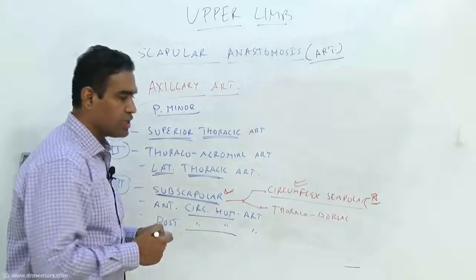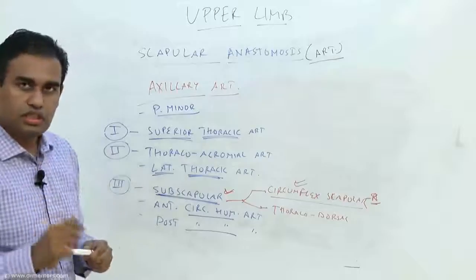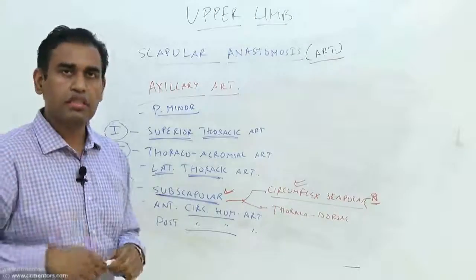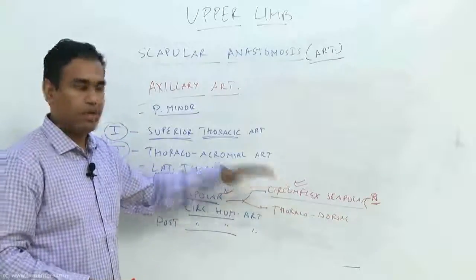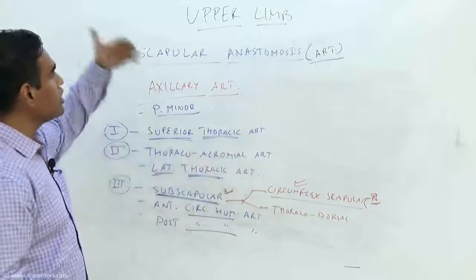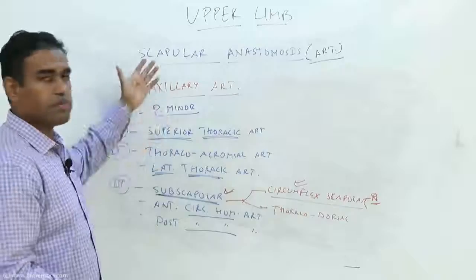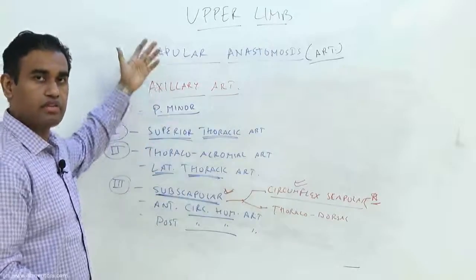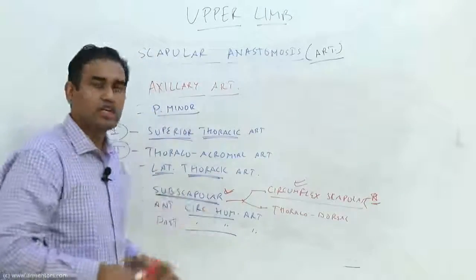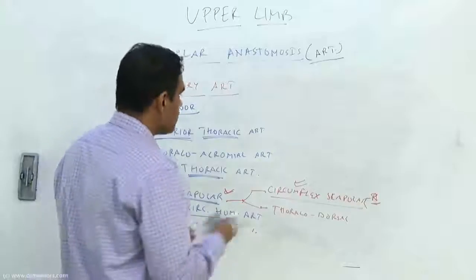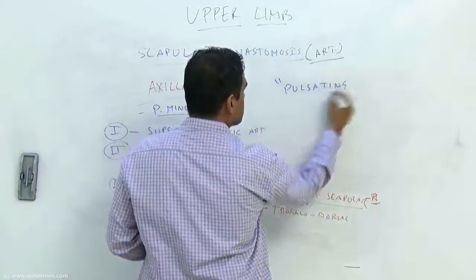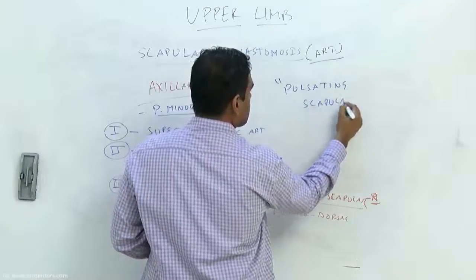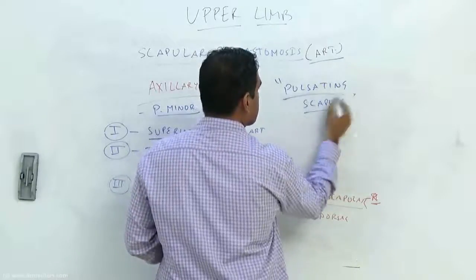So whenever there is any compression or constriction to this vessel, subclavian or axillary, the branches from the subscapular artery will anastomose with the branches of the first part of subclavian artery, that is suprascapular and transverse cervical, and they will anastomose around the scapula, and that is known as pulsating scapula. If the anastomosis is so severe, then it will seem as if the scapula is pulsating.